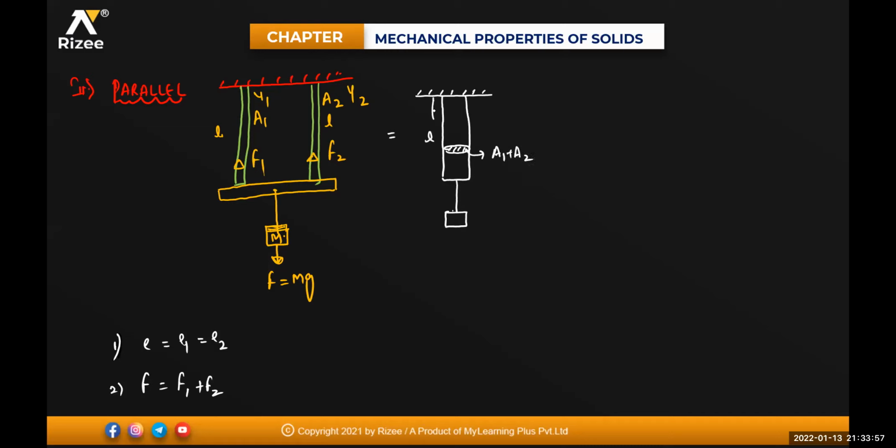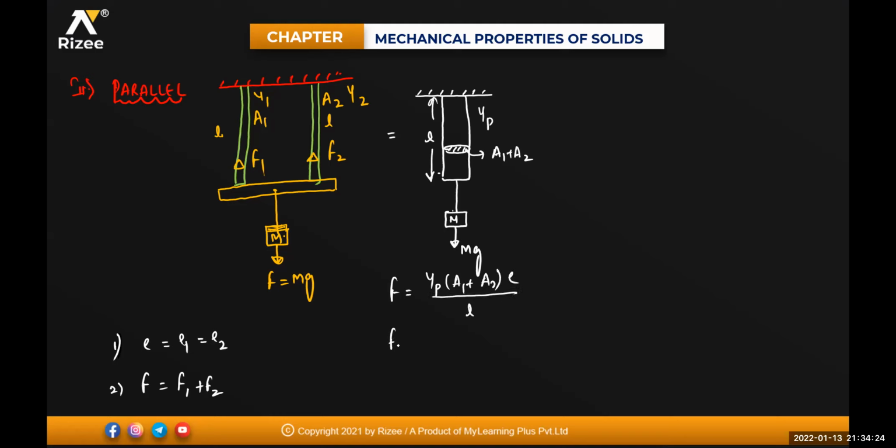The length of this one is nothing but L, and Young's modulus of this one is Y in parallel, if I'm taking it right now. Is that clear? So this is the weight of the body, M. The weight of the body is M into G in the downward direction. So if I'm writing the force formula, beta, F is equal to Y in parallel, area of cross section A1 plus A2, into elongation E divided by L.